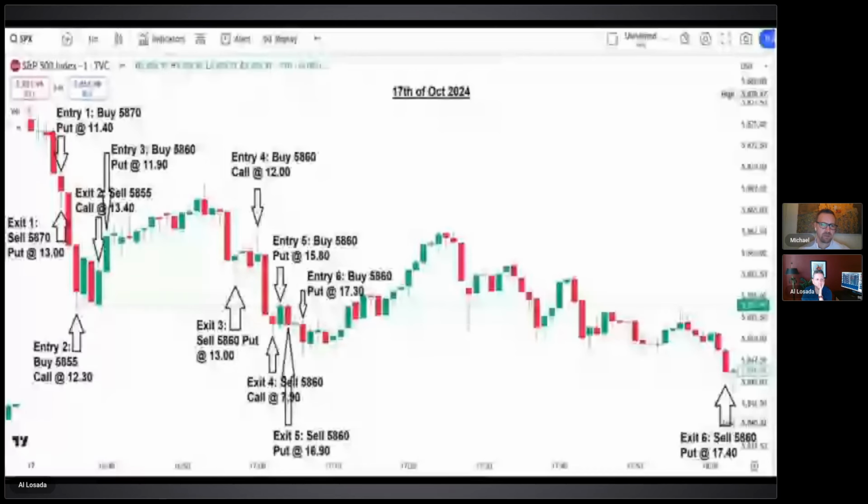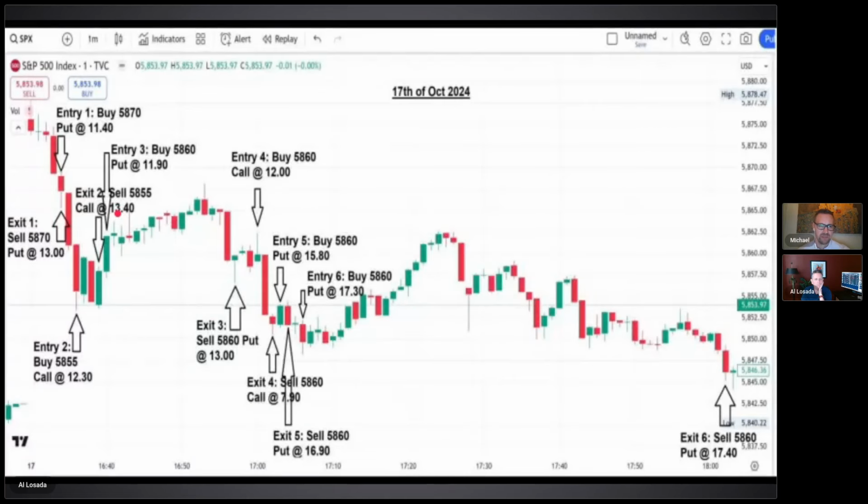We bought entry 1. We bought the 5870 put for 1140. We got a nice fast move. Even the same minute, we could already close this put for 13 for a gain of 160 per contract. Then we moved on. Second entry, we bought a 5855 call for 1230. And we exited this 1 to 3 minutes later. Again, this is a minute chart. We could here achieve the target of $110 per contract.